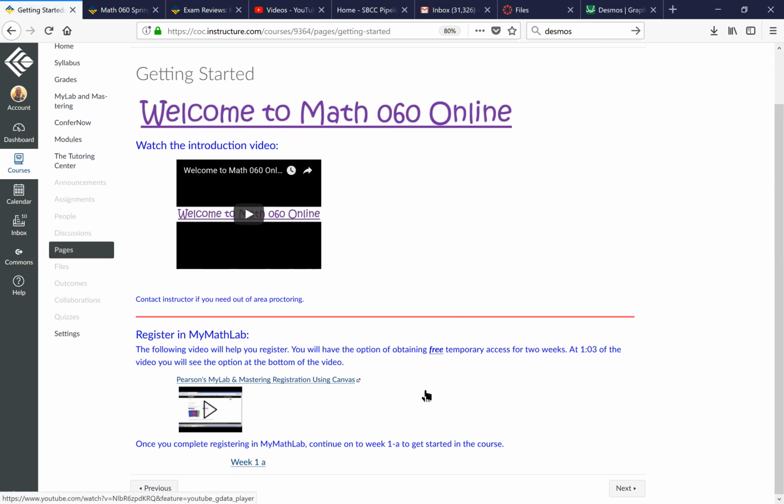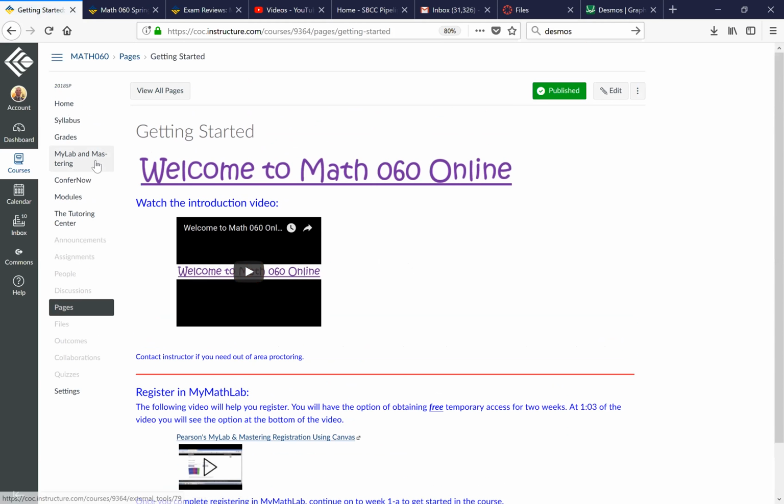Then probably the most important link is this register in Mymathlab. And this is where it will give you the directions for registering in Mymathlab. You want to follow this to a T. The way that you register in Mymathlab is by clicking on My Lab and Mastering and going through the registration in there. If you do it straight from Pearson's website, it's going to ask you for a course ID. And that will be the ticket or your way of knowing you're doing it the wrong way.